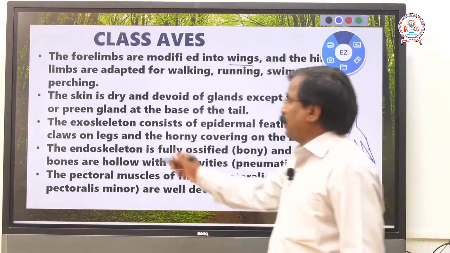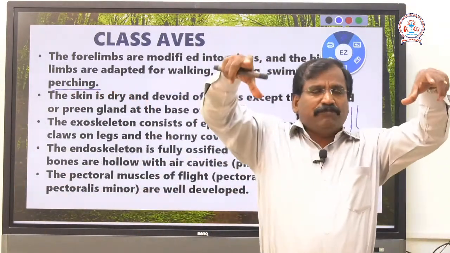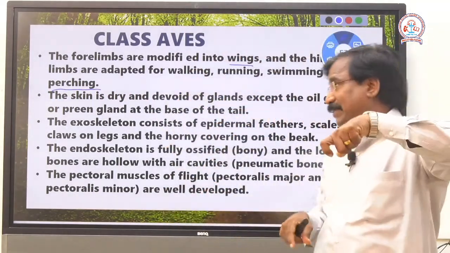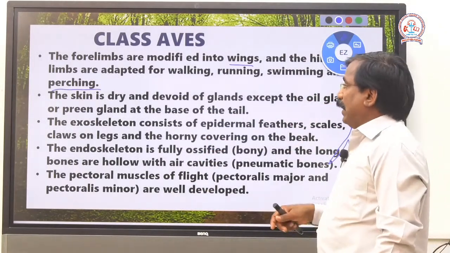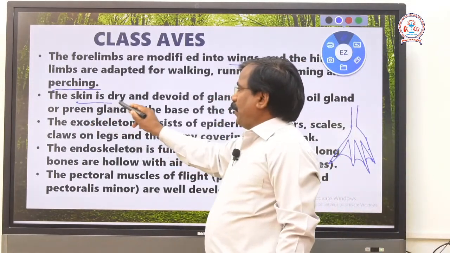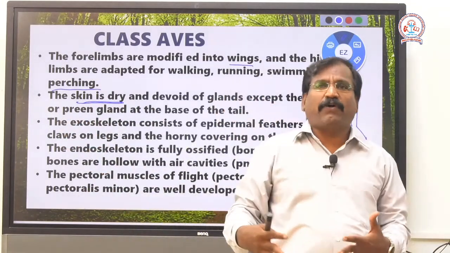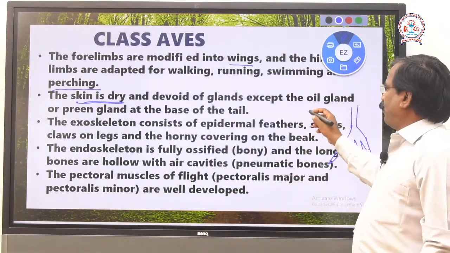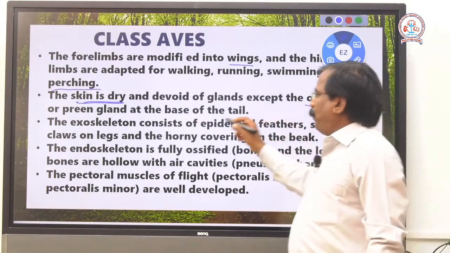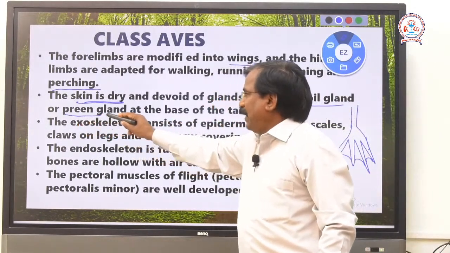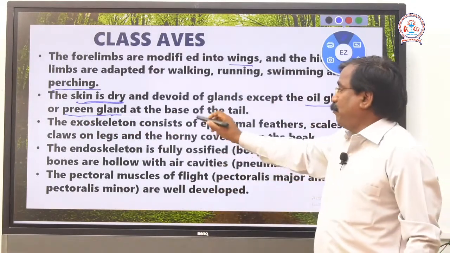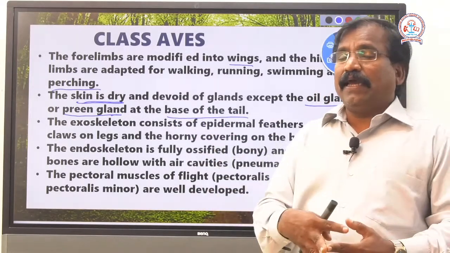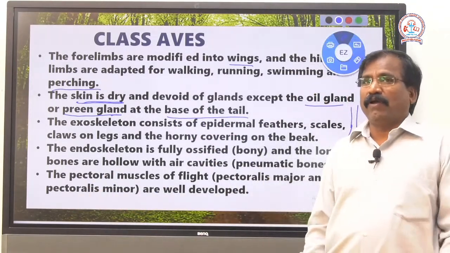And perching means gripping the branches when sitting. The skin is dry, with no sweat glands or oil glands. There is only one gland, the oil gland, or preen gland. It is located at the base of the tail. Otherwise, the skin contains no oil glands or sweat glands.